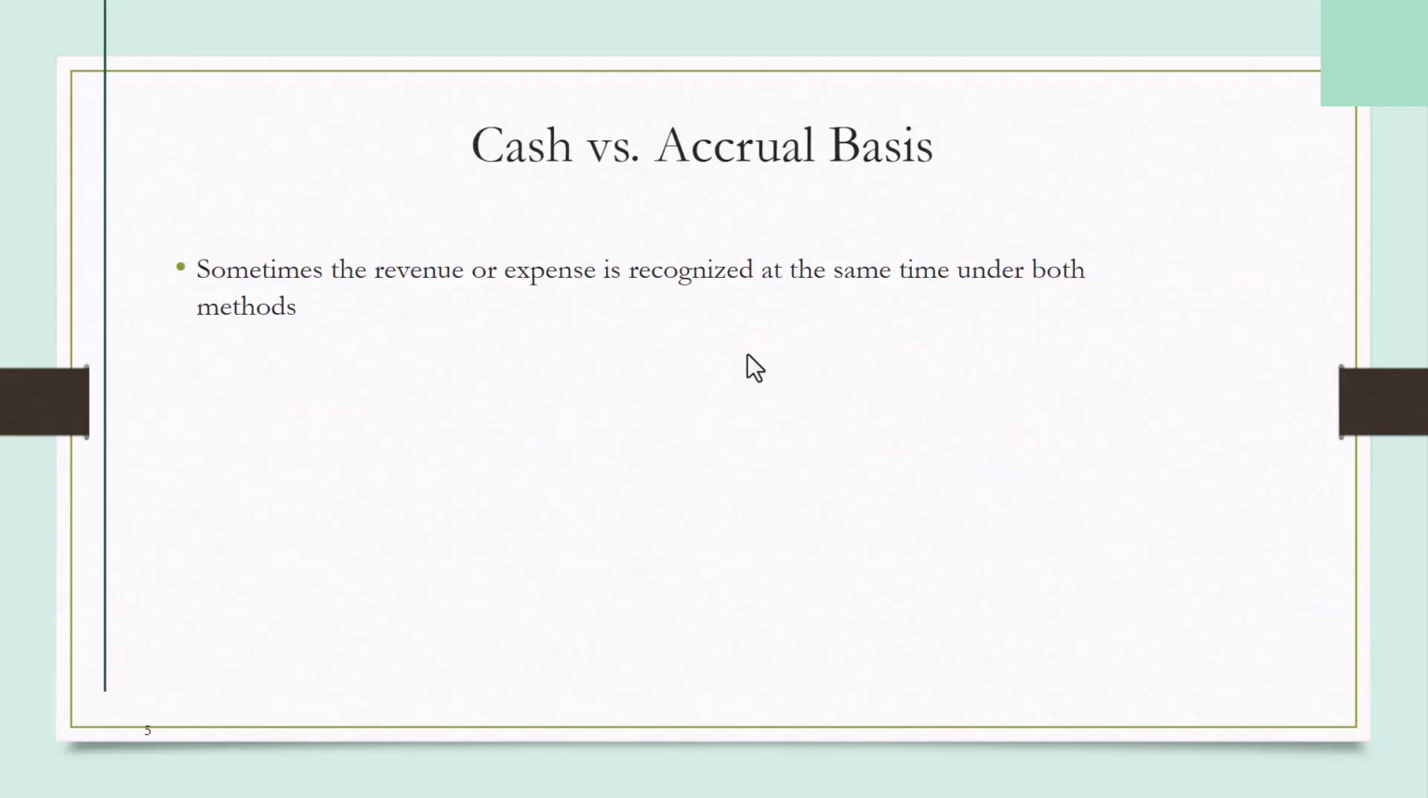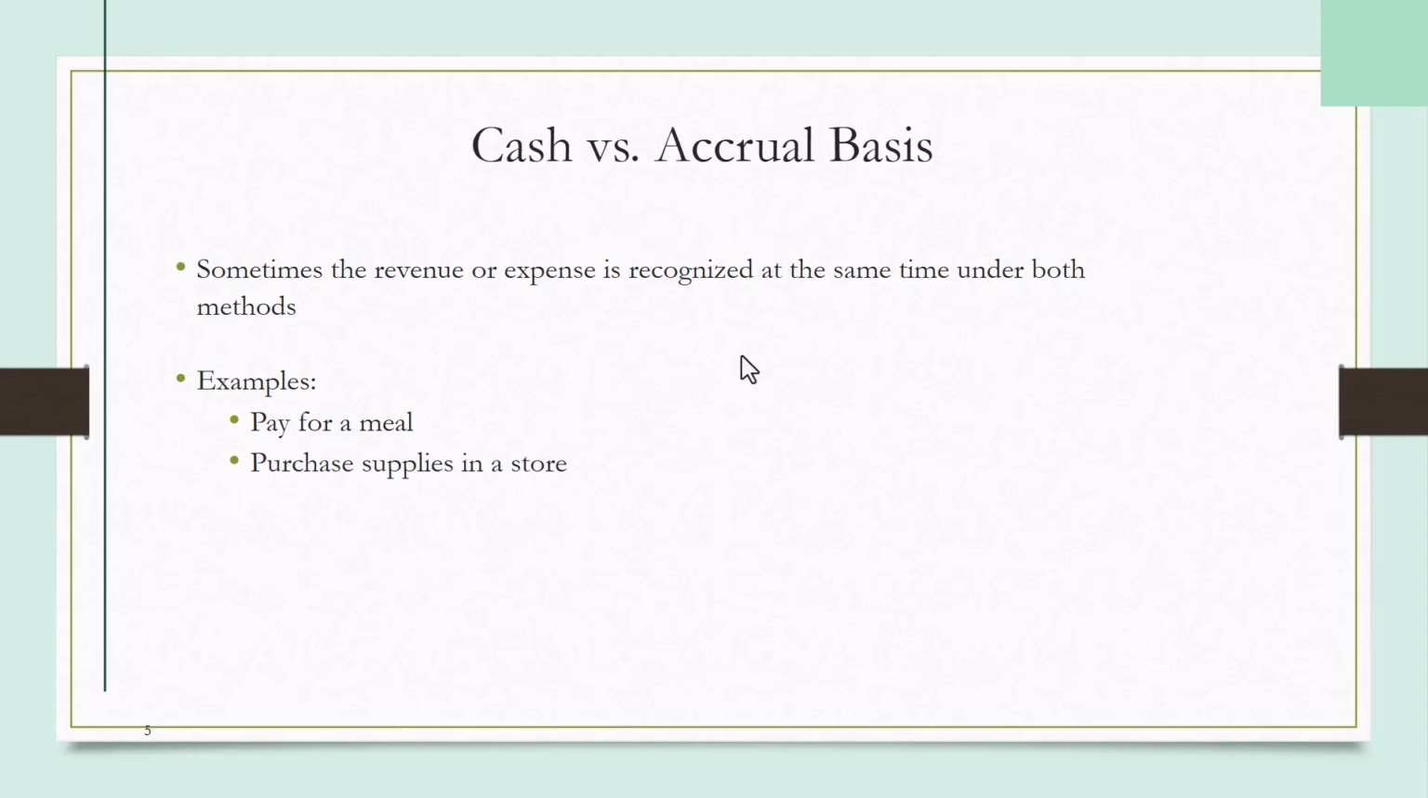And it's important to point out that sometimes the revenue or expense is recognized at the same time under both methods. For example, if the business has a business meal, they go out to a restaurant, they pay for the meal, the event of the expense happens at the same time as the actual payment. So it doesn't matter whether you're using cash or accrual basis accounting, the event and payment are happening at the same time anyway. So you would recognize the expense at the same time.